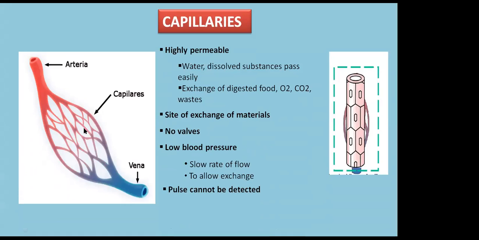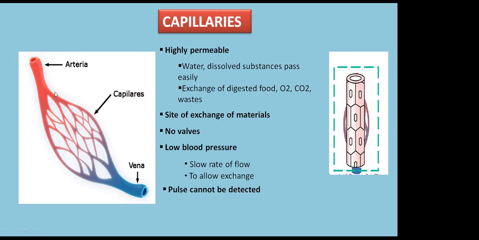So capillaries are highly permeable, which helps in exchange of water and dissolved substances. They can pass easily through the wall of the capillaries. Exchange of digested food, oxygen and carbon dioxide also takes place between capillaries and the tissues. These are the site of exchange of materials. No valves are seen in the capillaries. Remember this, students, no valves are present. And blood pressure is also very low, with a slow rate of flow to allow exchange of the materials.